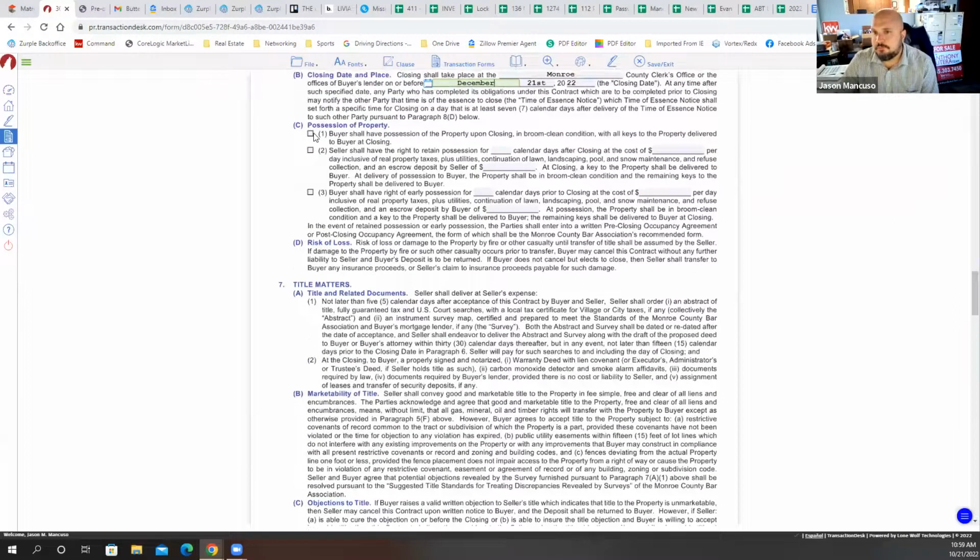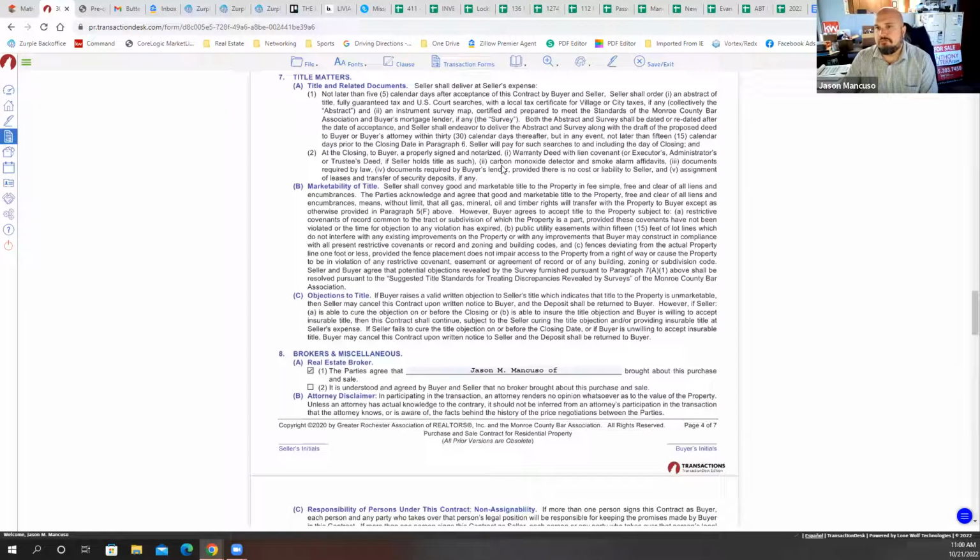Possession of property. Generally speaking, you're going to check this box unless there's either what's called a post-possession or a pre-possession agreement. Post-possession means that the seller is going to stay after closing, so the seller shall have the right to retain possession, and then these need to be filled in. Or the buyer is taking possession before closing, and that would be item number 3 here. But let's just assume the seller's moving out and the buyer's moving in at closing.